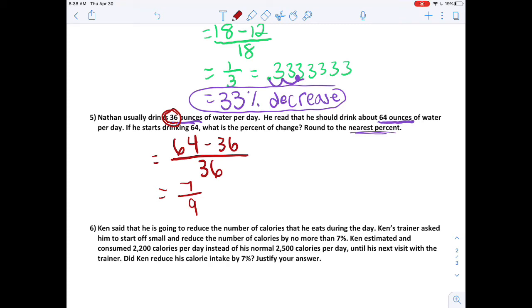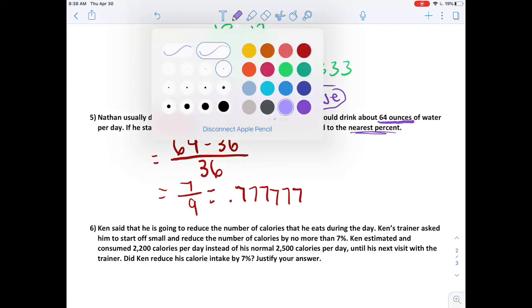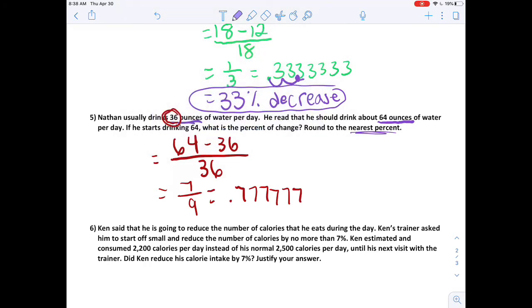We know how to put that as a decimal. Click math, number 2, enter. We have 0.77777, etc. Round to the nearest percent. Okay, great. Going to take this decimal spot, going to move it 2 spots to the right. I get 77.7. Since there is a 7 afterwards, I know I have to round up. So to the nearest percent would be 78%.